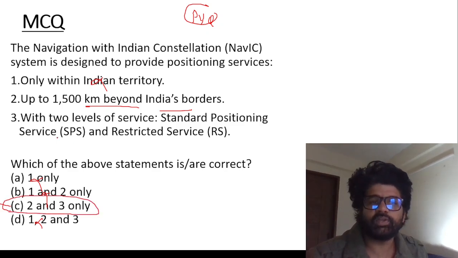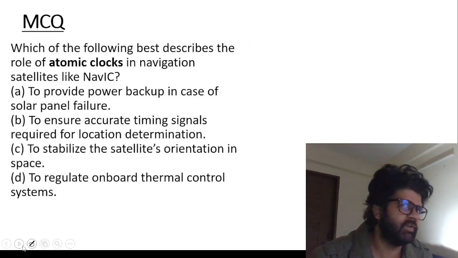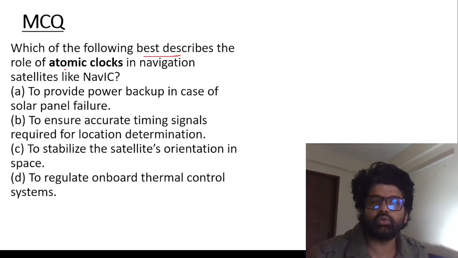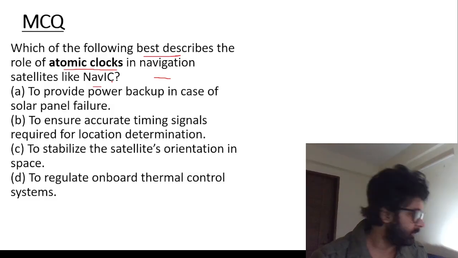Two-level services: standard positioning for civilians, restricted services for military. Navigation capability and accuracy are better for military, obviously, than for civilians. It's not like civilian is very bad, but yes, better for military. Which of the following best describes the role of atomic clocks in navigation satellites like NavIC? What is the purpose of atomic clocks, guys?